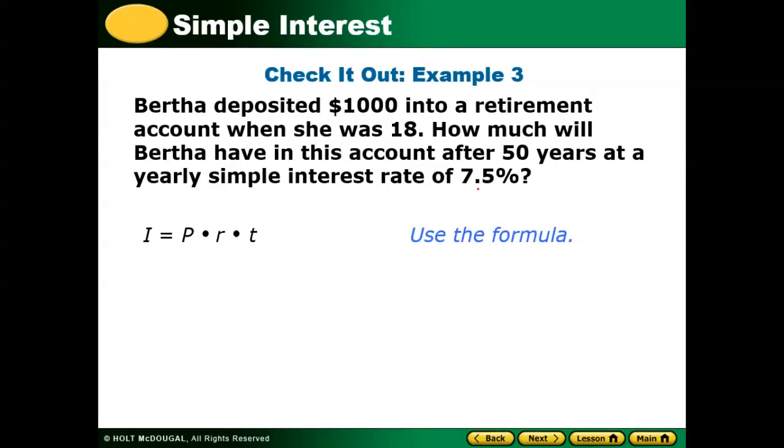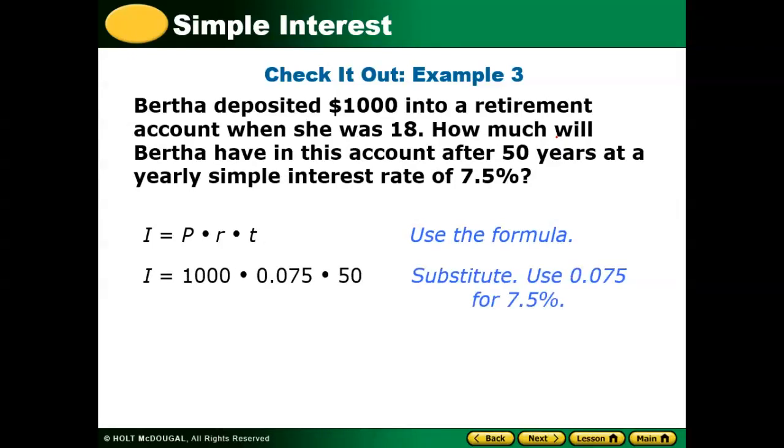So we're going to first use the formula I equals PRT. Remember, it says how much will she have in the account? So are we asking for interest? No, we're asking for the amount, right? But we need to calculate interest first. Our principal amount that she invested was $1,000. The rate was 7.5%. We divide that by 100, so we get 0.075. And the amount of time it was in the account was 50 years. She put it in when she was 18, but it sat there for 50 years. So the 18 actually has nothing to do with it in this question. It's just there to give you more information. When we calculate that, we find that Bertha would have made $3,750.